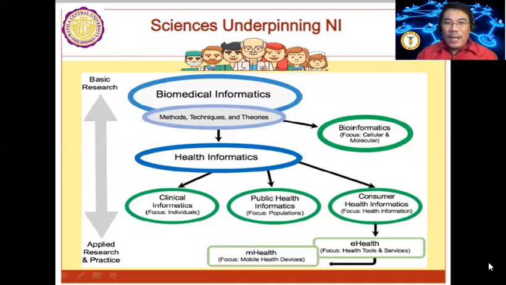So these areas that I have mentioned: bioinformatics is on the cellular and molecular level. Clinical informatics is more focused on individuals. Public health informatics is focused on population. Consumer health informatics is focused on health information.